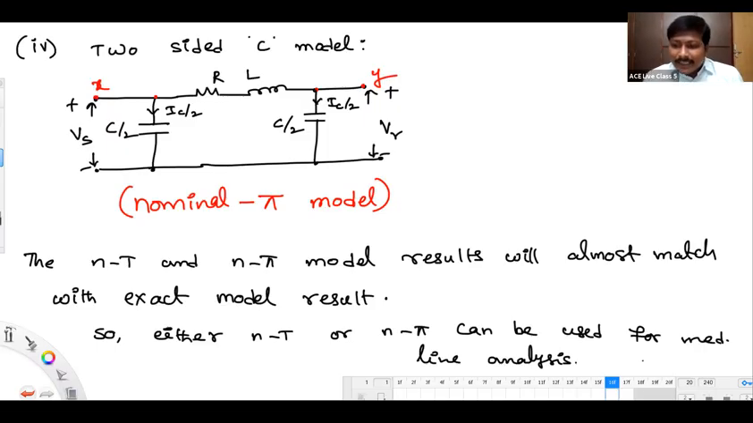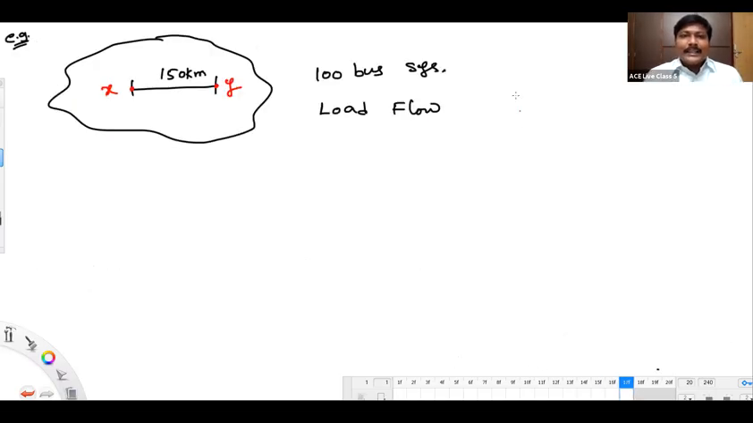If the number of nodes is increasing, definitely the size of the Y bus and Z bus will increase, and this analysis will become a bit laborious or more difficult. But if you go with the pi model, there is no increase in the number of nodes. The number of nodes remains the same. The size of the Y bus and Z bus is not affected. I think all of you are getting this point. Is it okay? Can I write?